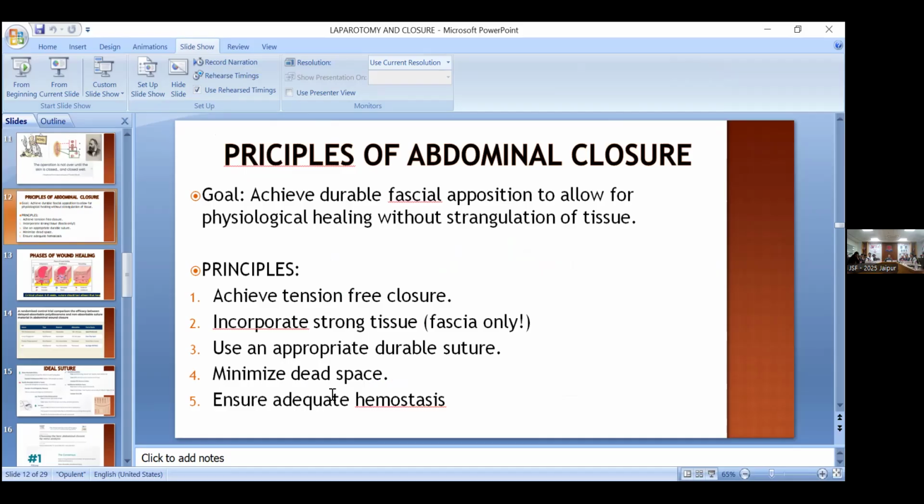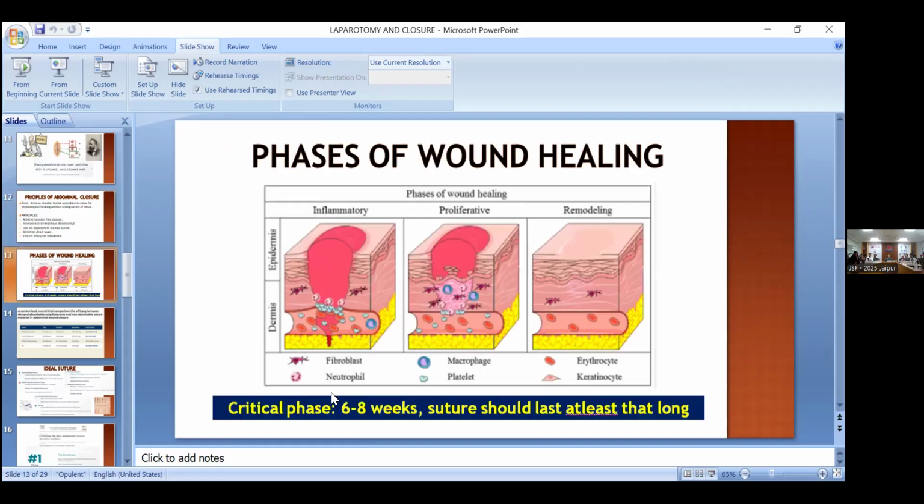An appropriate durable suture with an appropriate needle size is a must to achieve a good closure. We need to minimize the dead space as much as possible to avoid wound infections and ensure adequate hemostasis. So we are all aware of the 3 phases of wound healing, in which the first phase is the inflammatory phase, followed by the proliferative phase, and finally the remodeling phase.